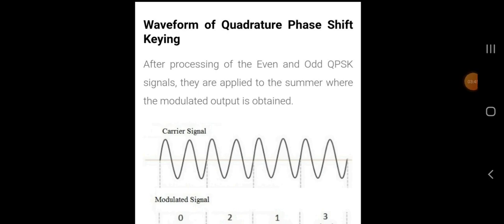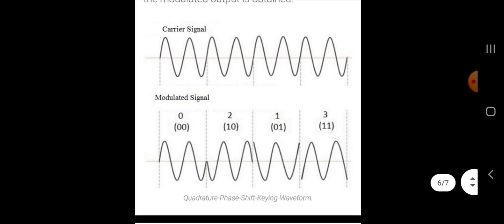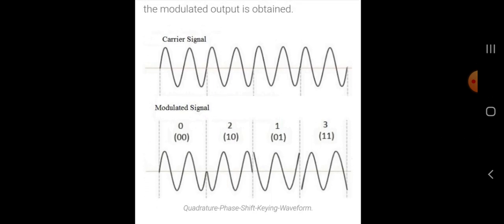Waveform of quadrature phase shift keying. Now let's look at the QPSK waveform. After processing of the even and odd QPSK signals, they are applied to the summer where the modulated output is obtained. Here the carrier signal and modulated signal are shown. The change in carrier signal after QPSK is shown here.